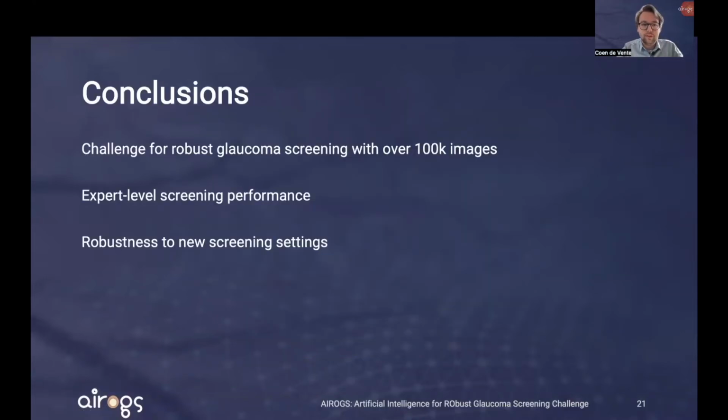So in conclusion, we organized a challenge for robust glaucoma screening with over 100K images. The top participants were able to achieve expert level performance. And we showed that it is feasible to flag ungradable images, even if those types of ungradable images were not available during the model development, which illustrates the robustness to new screening settings.